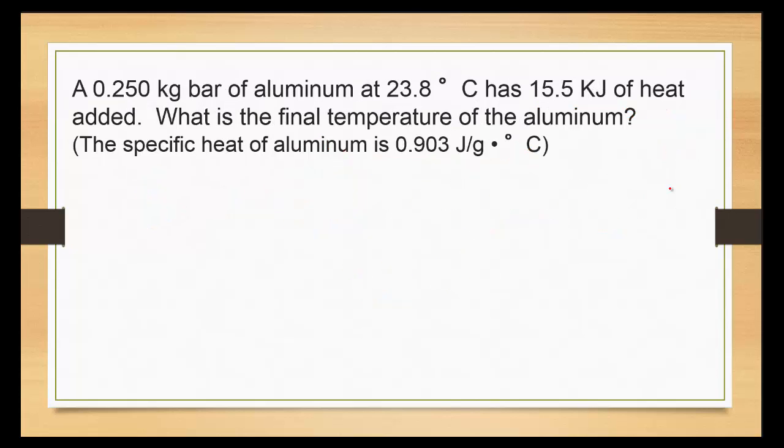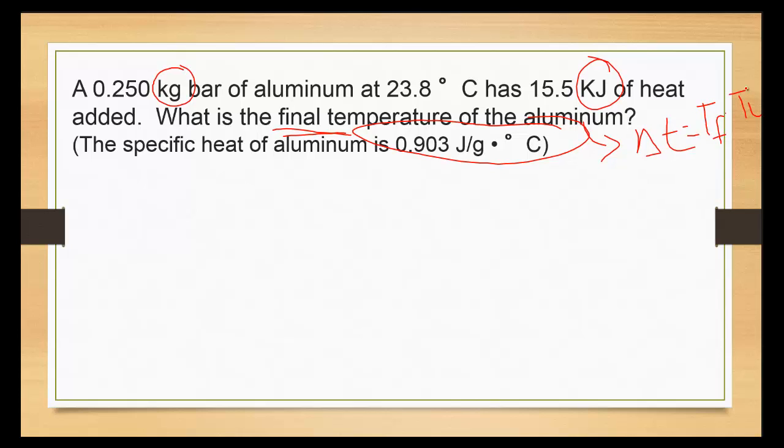And our final one is a little bit trickier. A 0.25 kilogram bar of aluminum at 23.8 degrees Celsius has 15.5 kilojoules of heat added. What is the final temperature of the aluminum? And we have the specific heat. Tricky for a couple reasons. One, we're given kilograms and kilojoules, so we have to convert that out. Plus, it's looking for the final temperature, which means we'll have to have 2 steps, because to find the final temperature, we need to find the change in temperature, and then plug it into this equation.